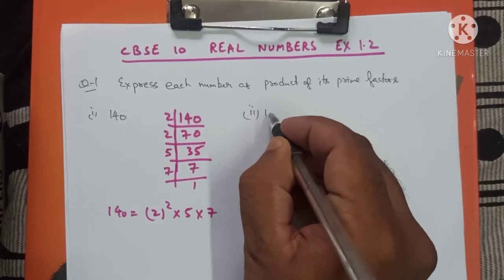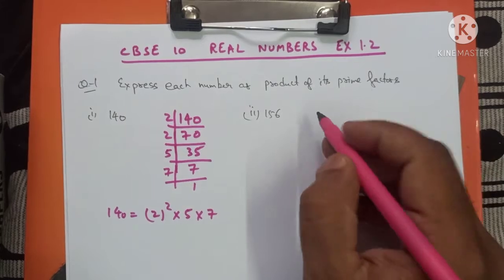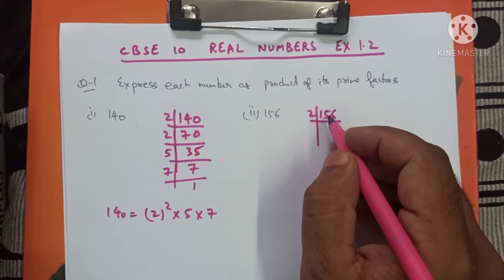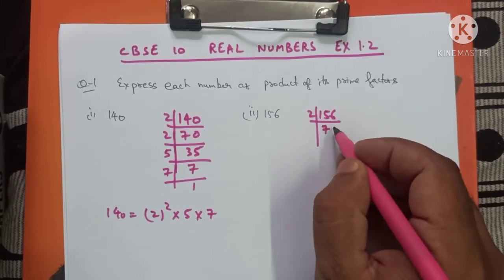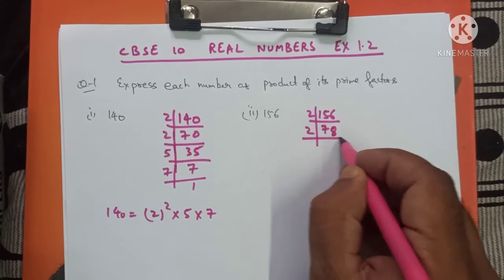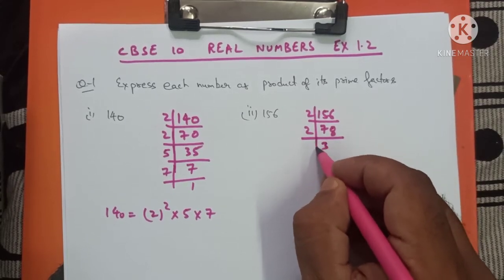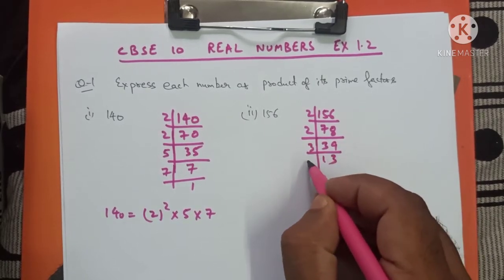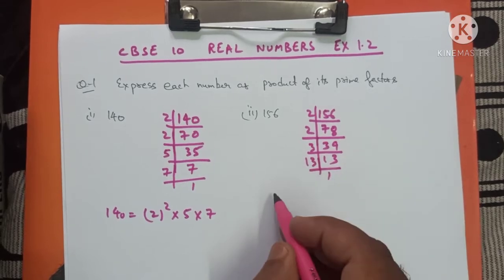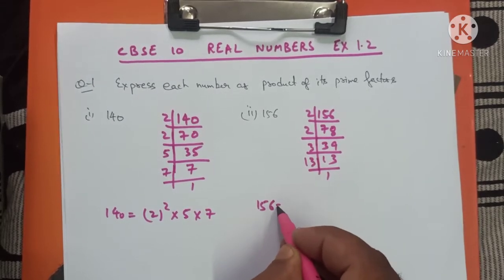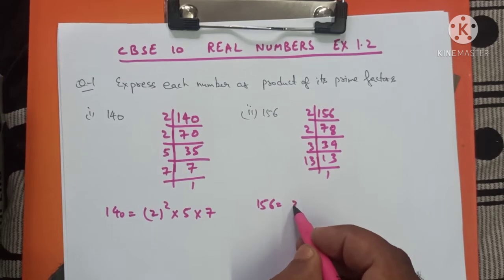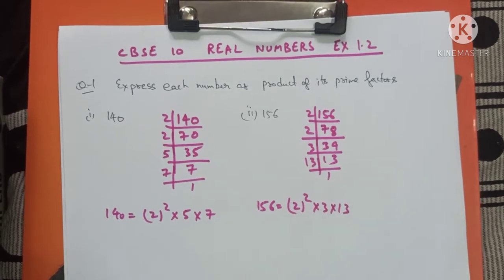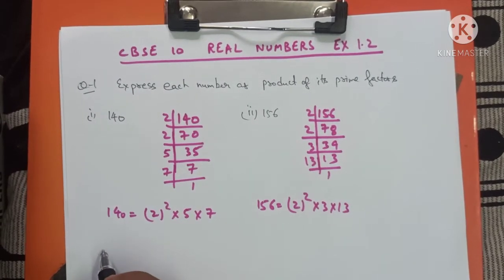Okay, the second part is 156. In the similar manner, 156 can be expressed as 2 7s are 14, remainder is 1, 2 8s are 16, 2 again, 3s are 6, and remainder is 1, 2 9s are 18. Now 3 1s are 3, 3 3s are 9, and 13 is again a prime factor. So 156 can be written as product of its prime factors as 2 raised to the power 2 into 3 into 13.